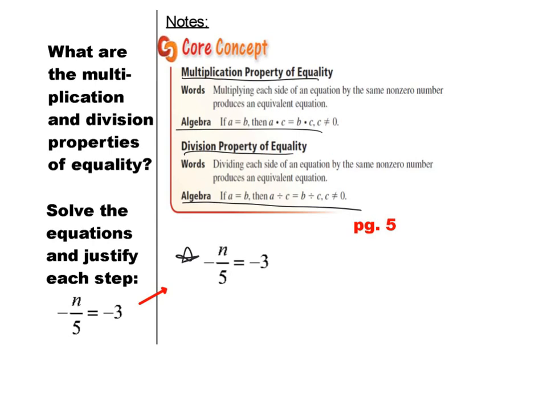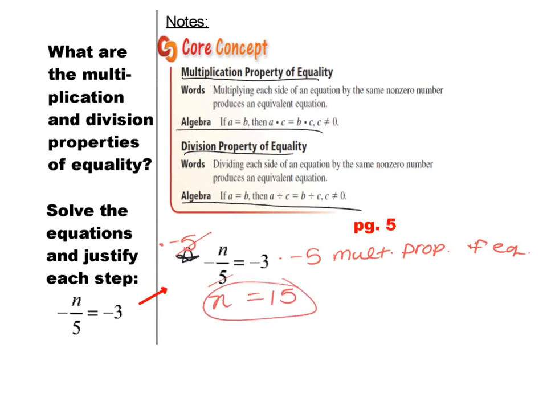So -n divided by 5 equals -3. So what's my first step in solving that? Yeah, that multiplicative inverse that we talked about is going to get me 1, right? So I'm going to multiply by 5 on both sides, or -5 to get rid of the negative all in one step. It says justify each step, so I'm just going to write multiplication property of equality. That 5 and that 5 cancels out to make the 1. And then I got rid of the negative in one step, and I got 15. And I circle my answer.